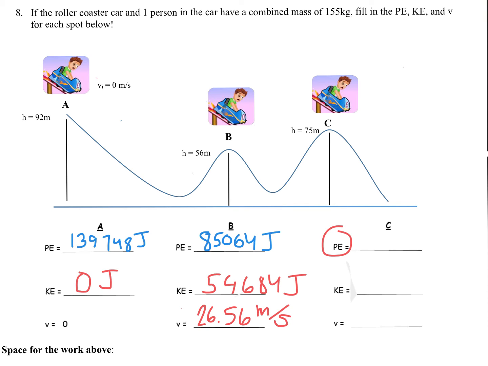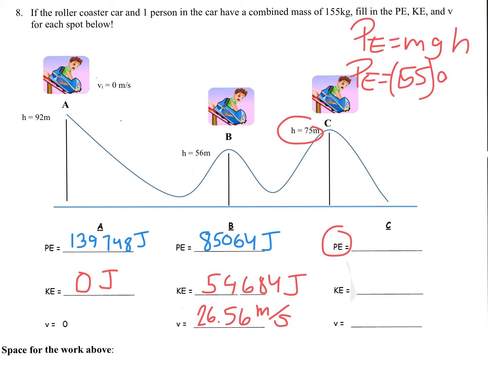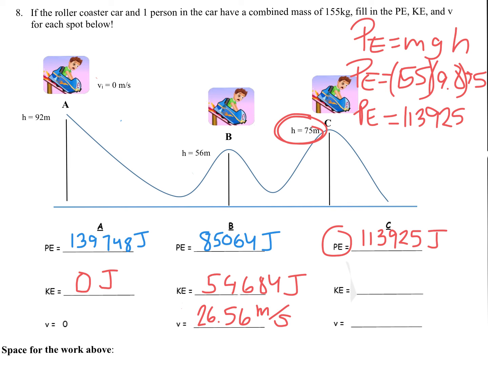Rocking out potential energy of part C, we know it's 75 meters high. As we know, potential energy is mass times gravity times height. So to solve for potential energy, let's plug in the mass, 155. Gravity is 9.8, and the height is 75. Multiply all three of those across, 155 times 9.8 times 75, and you end up getting about 113,925. So let's put that in there, 113,925. And since it's energy, we're going to put that in joules.